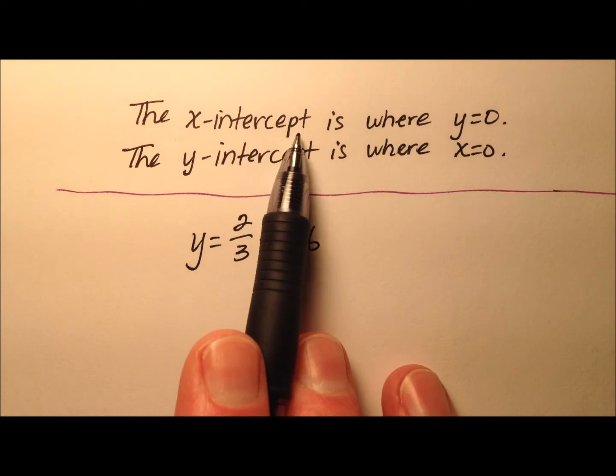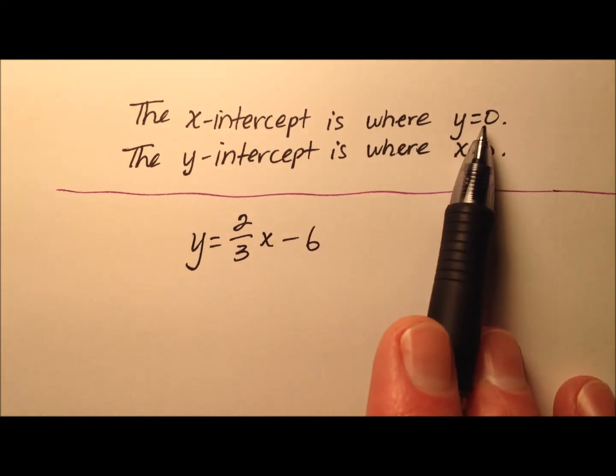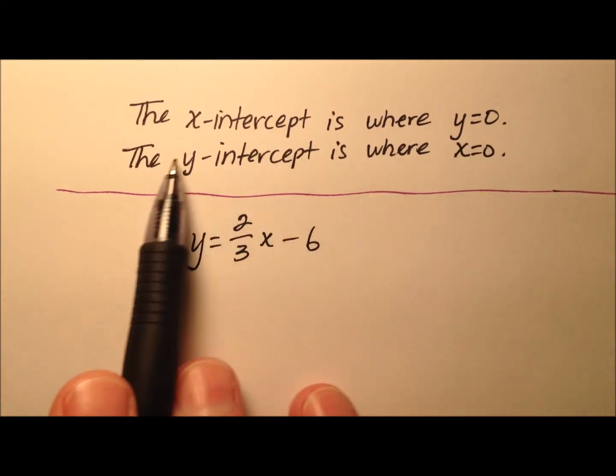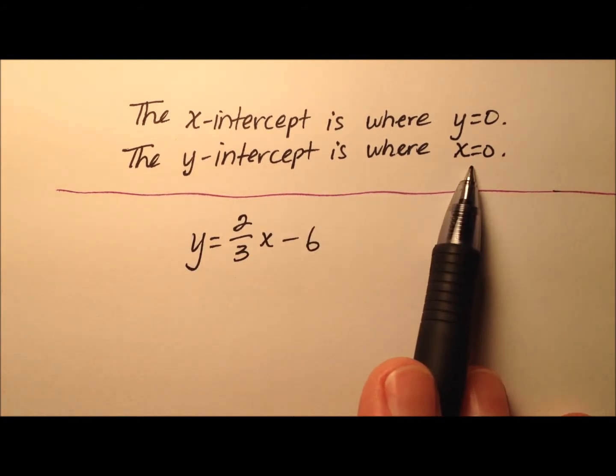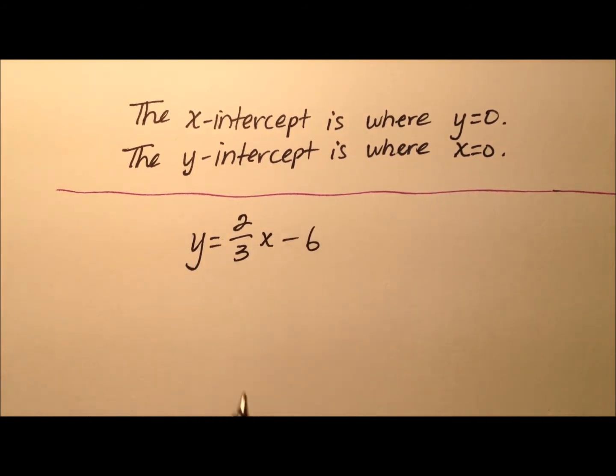So the x-intercept will always be found when your y value is 0. And similarly, the y-intercept will always be found where the x value is 0. So we're going to solve each one of these algebraically first, and at the end of every example, I'm going to show you a graph so you can get an idea of what it looks like visually as well.